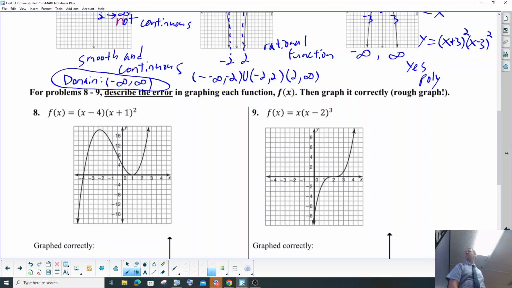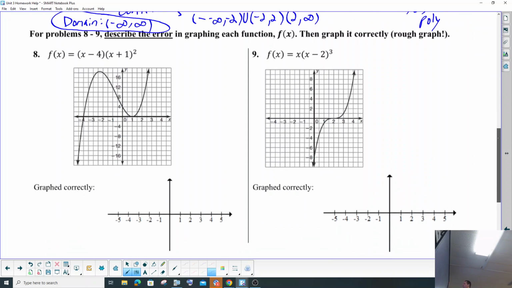Yeah, we're almost there. So this one is describing the error in graphing the function for number 8 and 9. And so let's take a look at number 9. What's going on there? Well, we should have an x-intercept, right? At x equals 0. There should be an x-intercept at x equals 0. And then we also have an x minus 2 to the 3rd power, which when you set that equal to 0, you add 2 to the other side.